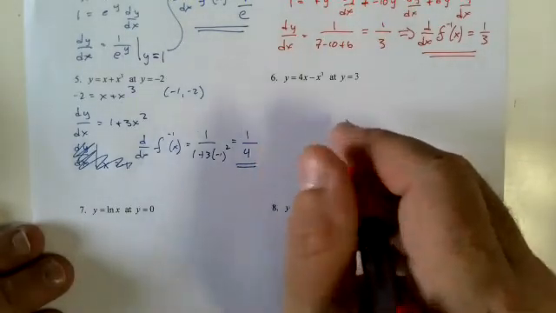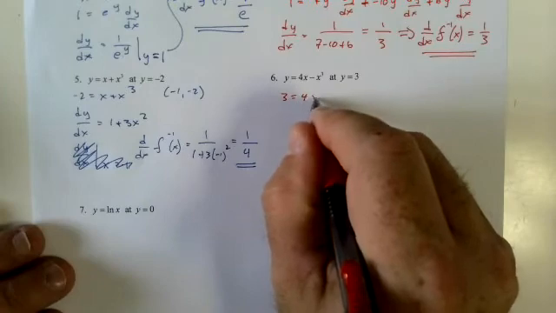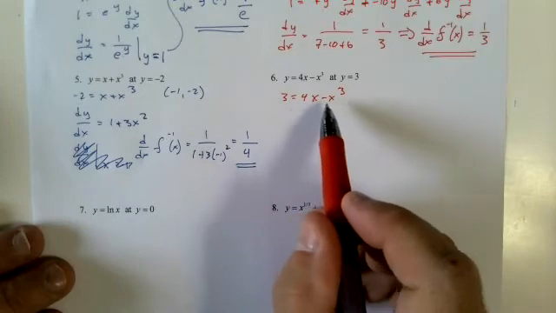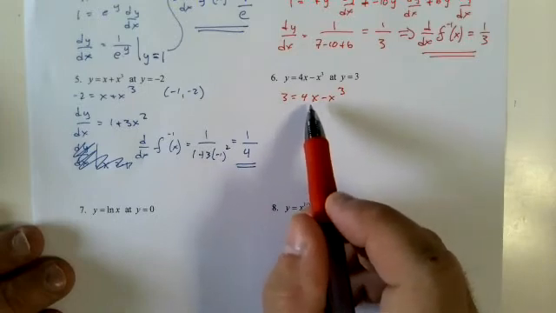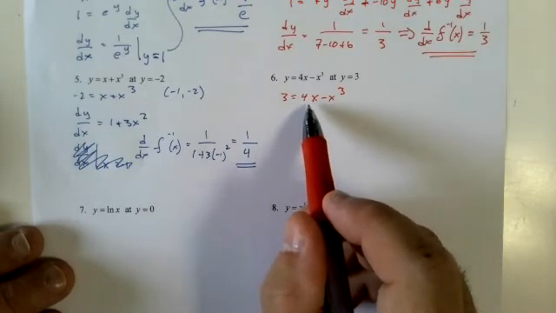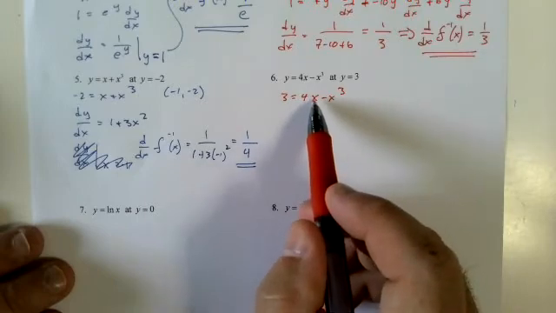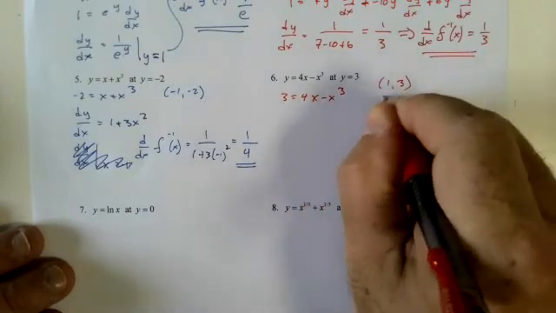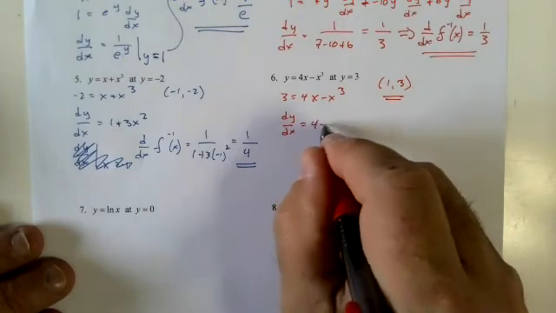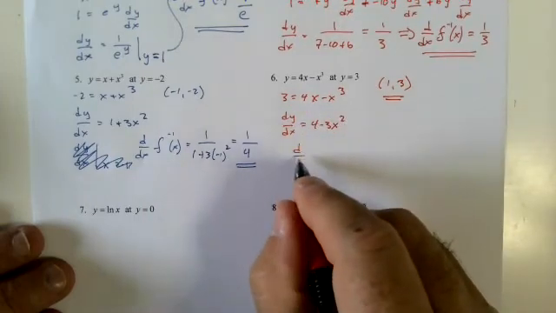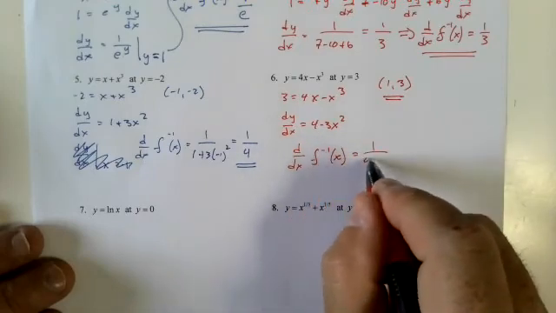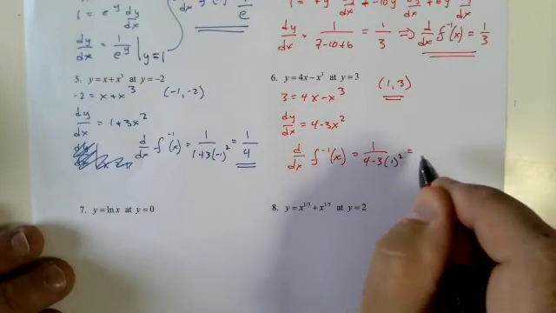All right, onwards. 3 equals 4 times x minus x to the third. Plug in 1, no. Plug in -1, no. Plug in 2, plug in -2. Okay, I'm gonna try 1 again. Oh yeah, my bad. So the point is 1 comma 3. dy dx equals 4 minus 3x squared. d dx, the inverse, equals 1.